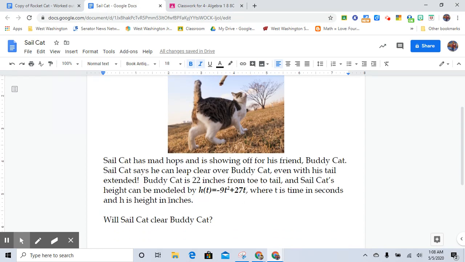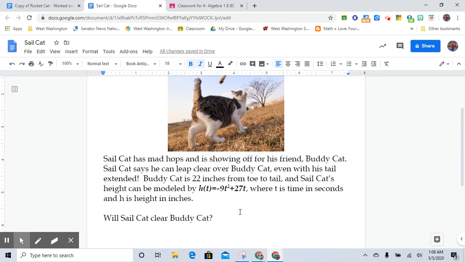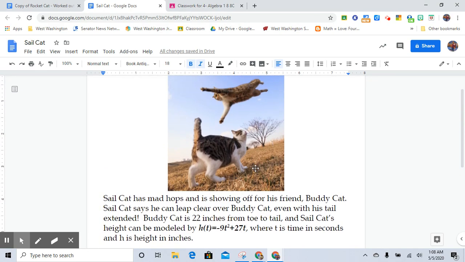All right, so where t is the time in seconds and height is in inches. Great. Will SailCat clear BuddyCat? So that means, will he jump over like he says that he can? And so you need to think about what that means as far as, is he going to get high enough with his pounce? Okay.